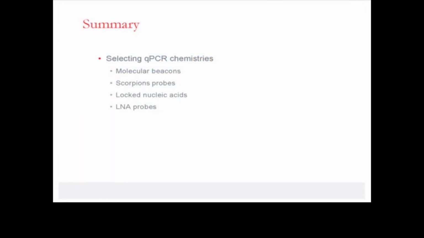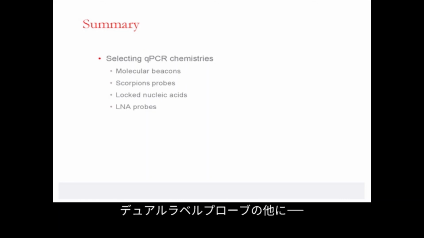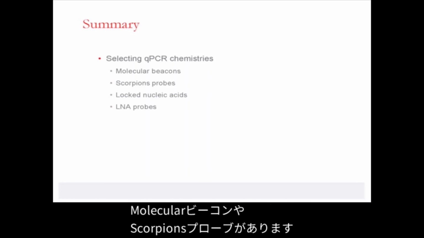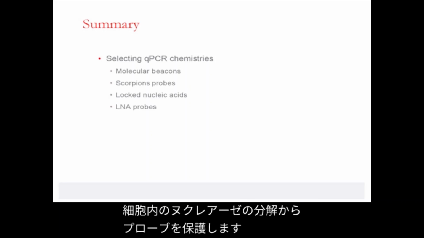In summary, I'll briefly describe the selection of appropriate qPCR chemistries. Apart from dual label probes, there are other chemistries, such as molecular beacons we have briefly gone through, and also complex Scorpion probes. The incorporation of locked nucleic acids has been described, and the incorporation of these into probes can increase specificity, increase the TM of the probes, and in in vivo studies these can be used as the LNA incorporation can protect the probe from endonuclease activities within the cells.